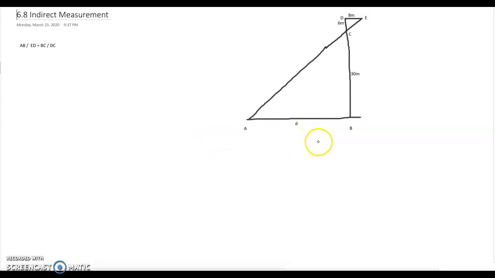We're going to set it up correctly. You see the length is the same up here, so we're going to use 8. Our variable is going to be D over 8, because of the similarity that we talked about before. Equals, now we're looking for BC and DC, which is 30, there's C, and 6. D and C, 30 and 6. We're going to make sure you set it up correctly. We're going to have 30 over 6.